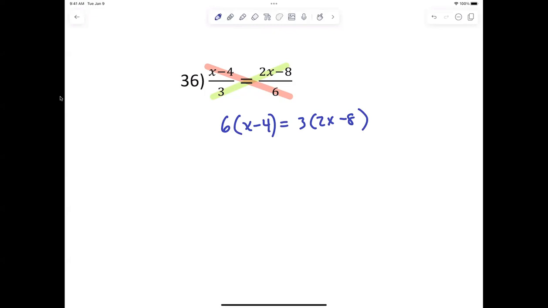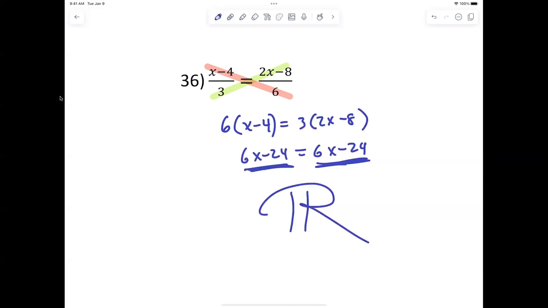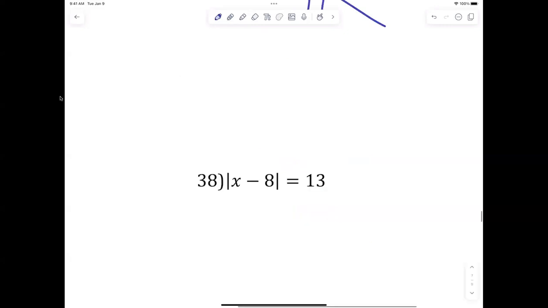Uh-oh. What do we got here? 6x minus 24 equals 6x minus 24. Close. Because it's an identity, because 6x minus 24 always equals 6x minus 24. So there we have all real numbers. All right, any questions with 36? All right, here we go.